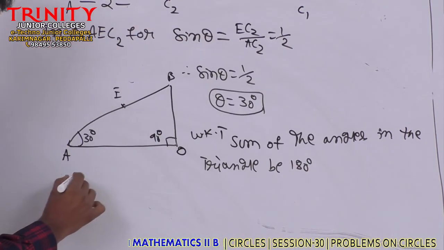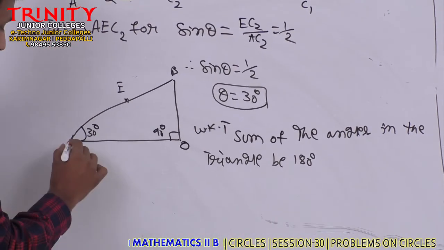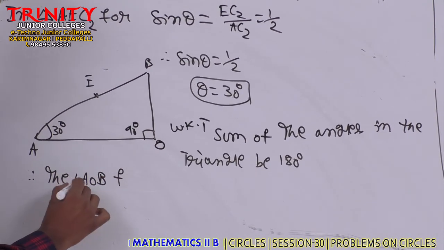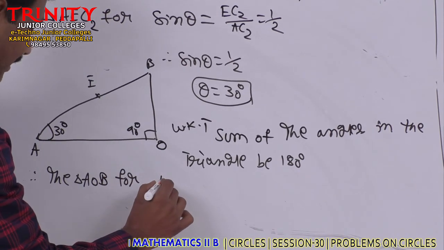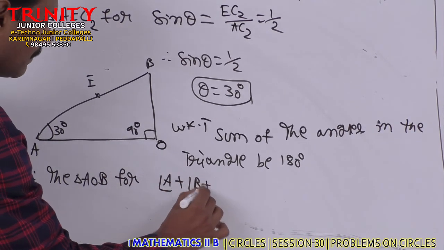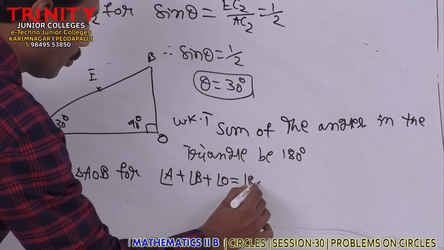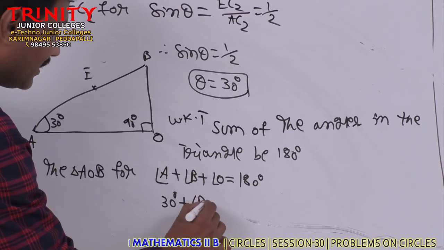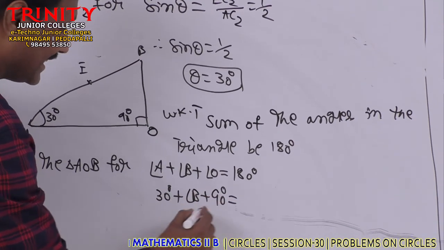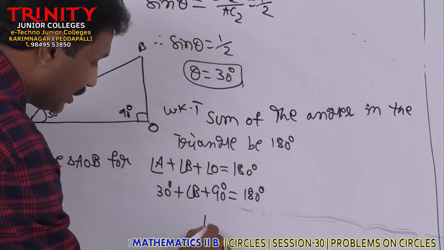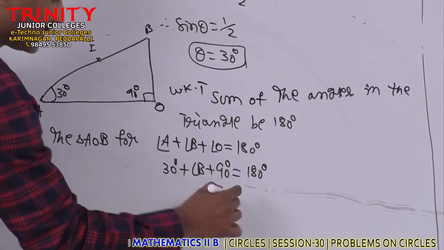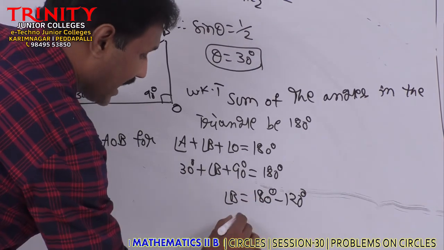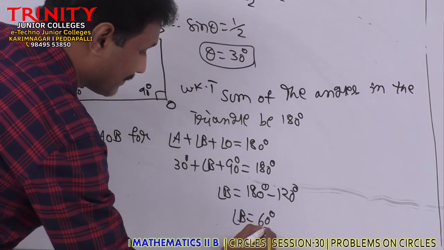(180 degrees). Therefore, in the triangle AOB, which is a right angle triangle, angle A plus angle B plus angle O equals 180 degrees. Here, 30 degrees plus angle B plus angle O, which is 90 degrees, equals 180 degrees. Therefore, angle B equals 180 minus (90 plus 30), that equals 180 minus 120. Angle B equals 60 degrees.